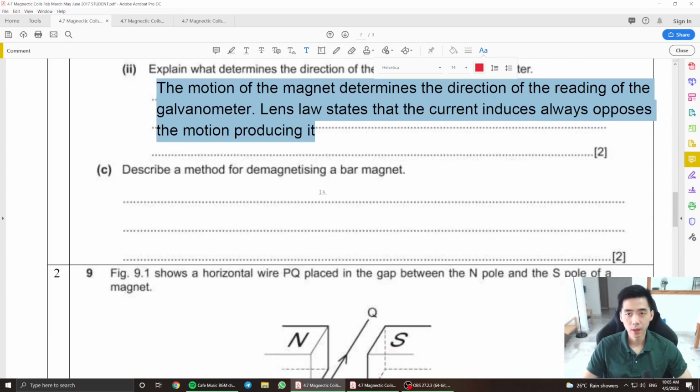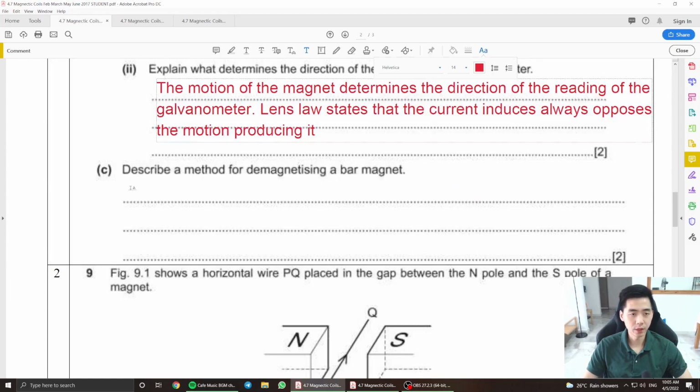Okay, and finally the last question here, they ask you to describe a method for demagnetizing a bar magnet. There are mainly 3 methods of demagnetizing a bar magnet, right? Either you hammer it, or you heat it, or you withdraw it slowly from an AC solenoid, right?